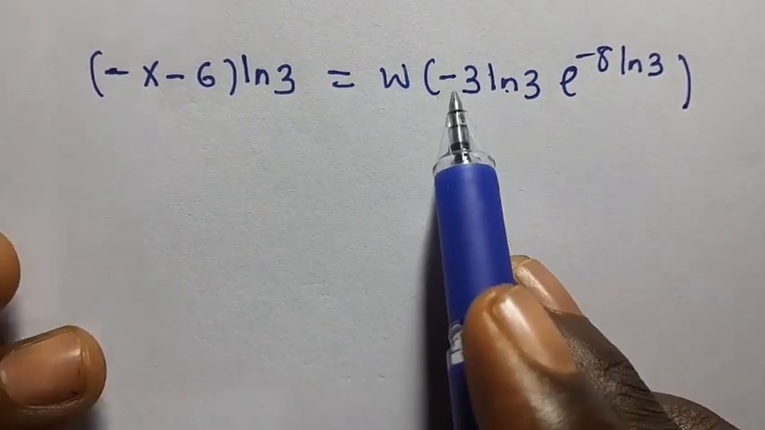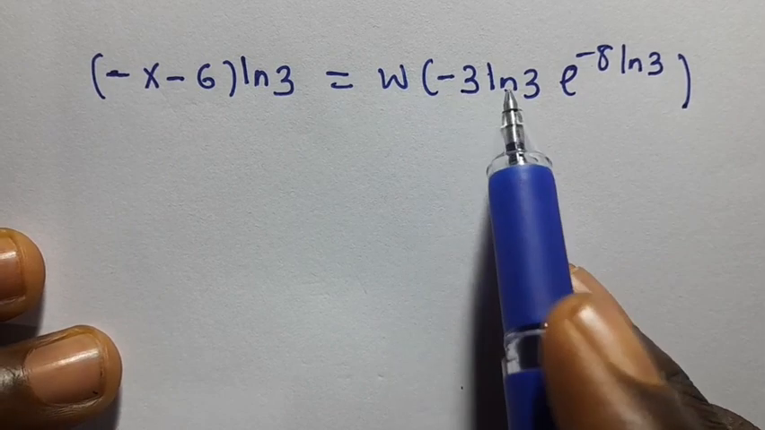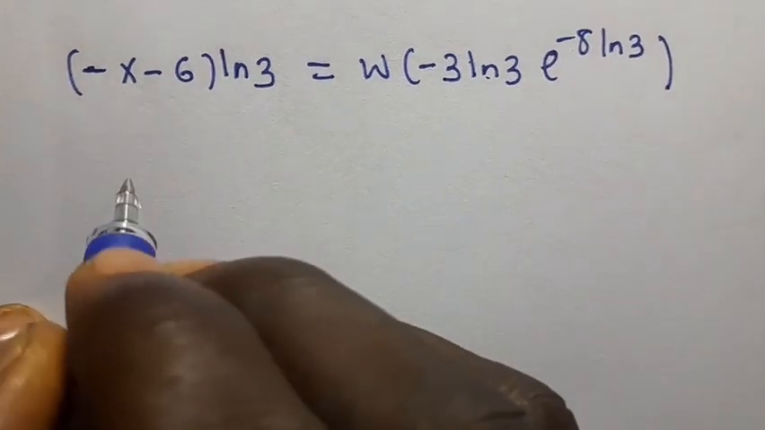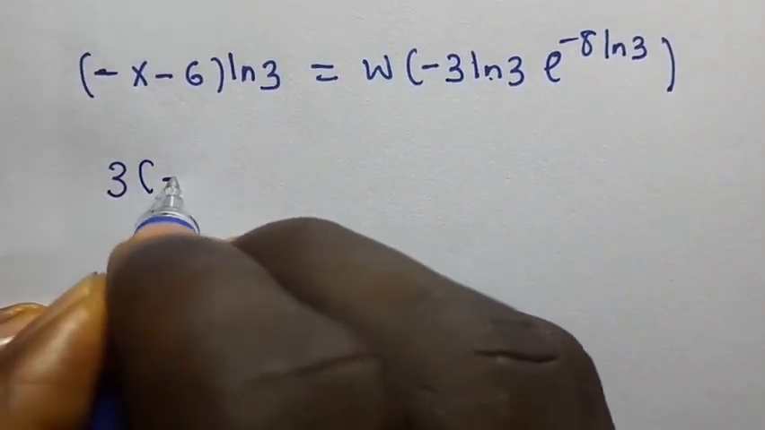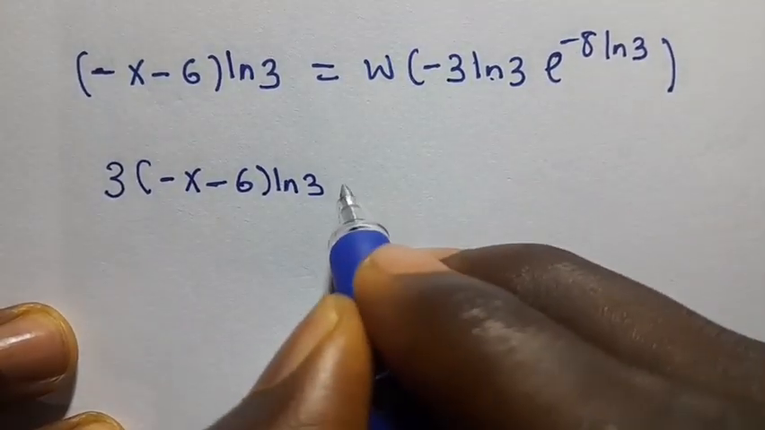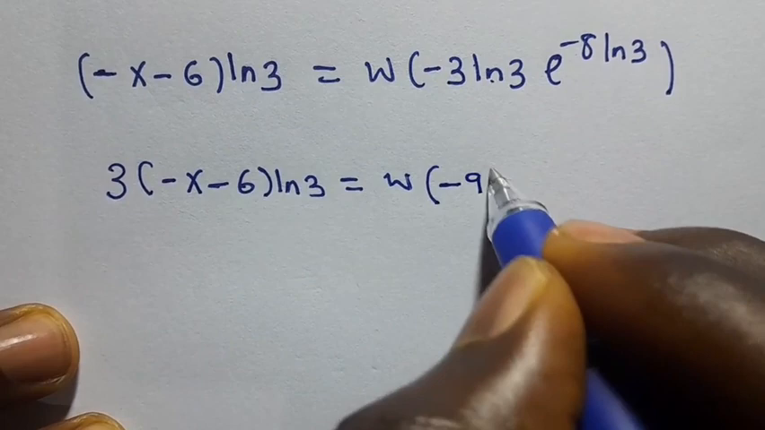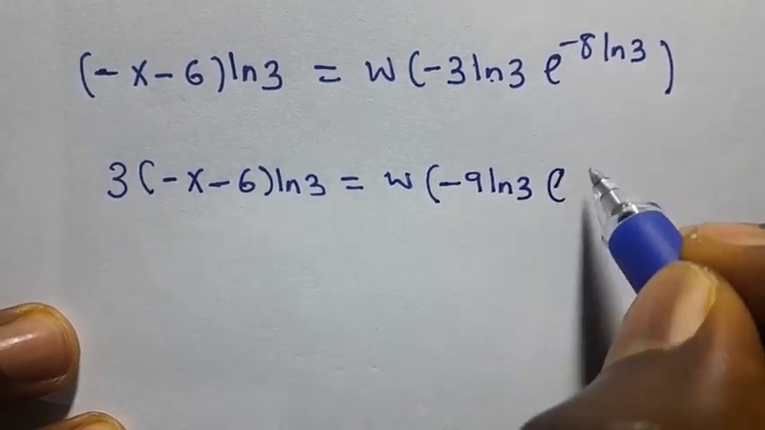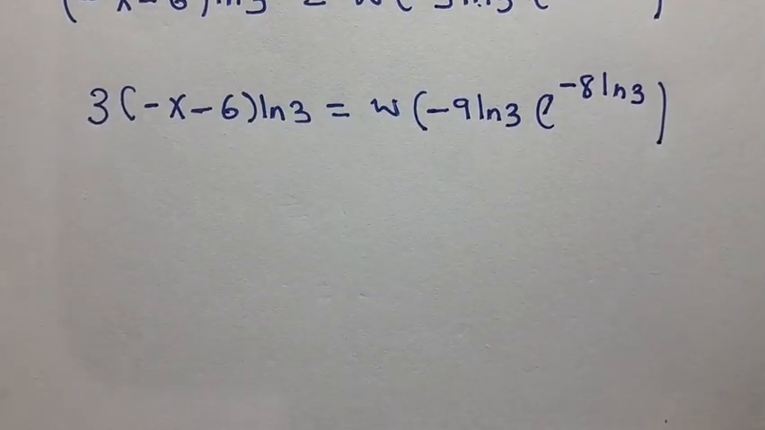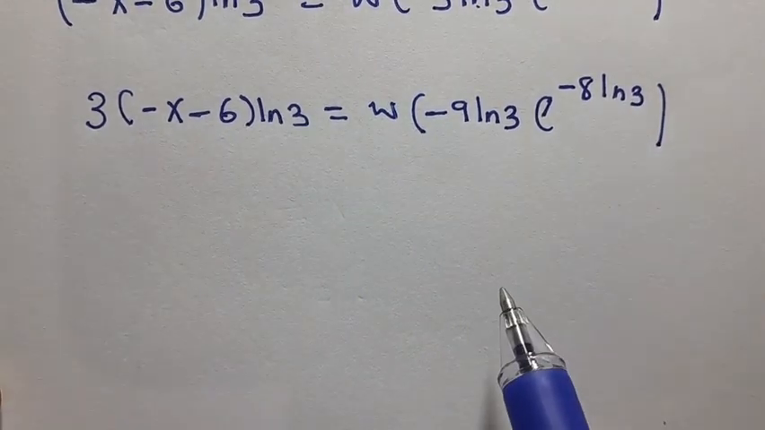To make the same, let's multiply 2 by minus 3. So from here we are going to have 3 into bracket of minus x minus 6 ln 3 will be equals, when you multiply this one by 3, we have minus 9 ln 3 exponential minus 8 ln 3. Now from here, minus 9 ln 3 minus 8 ln 3.